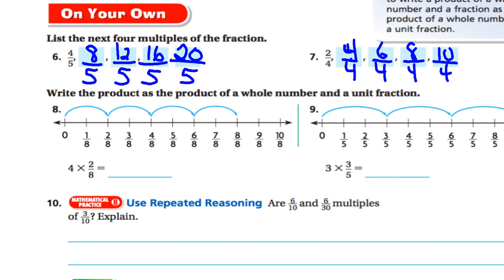Write the product as the product of a whole number and a unit fraction. First I have to find the product, which is 8/8. Then I have to write that as a product of a whole number and a unit fraction. So 8/8 is 1/8, 8 times. So 8 times 1/8. That is the complete answer. 3 times 3/5 is 9/5. 9/5 written as a product of a whole number and a unit fraction is 1/5, 9 times.